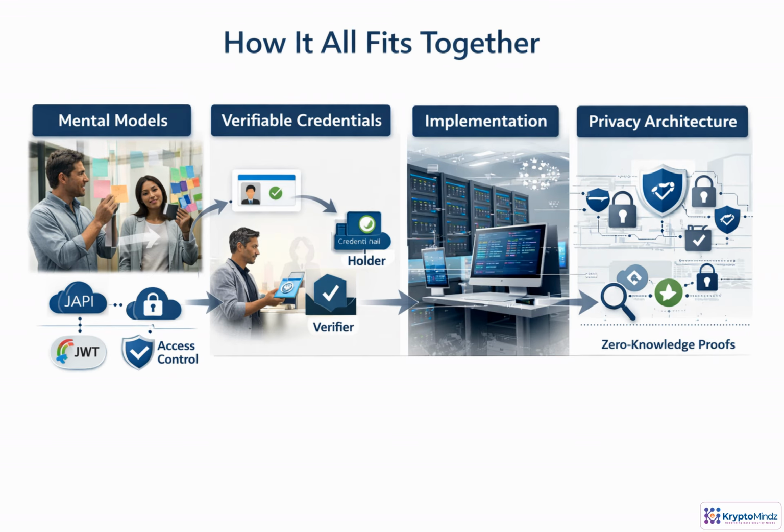The course is layered deliberately. We start with identity problems you already know from web systems: APIs, JWTs, access control, and back-end trust boundaries. From there, we introduce verifiable credentials and DIDs as a new trust model. Then the cryptography and zero-knowledge ideas have a clear purpose, instead of feeling abstract. Finally, we implement issuer, holder, and verifier services and use privacy architecture to disclose less data while preserving trust.